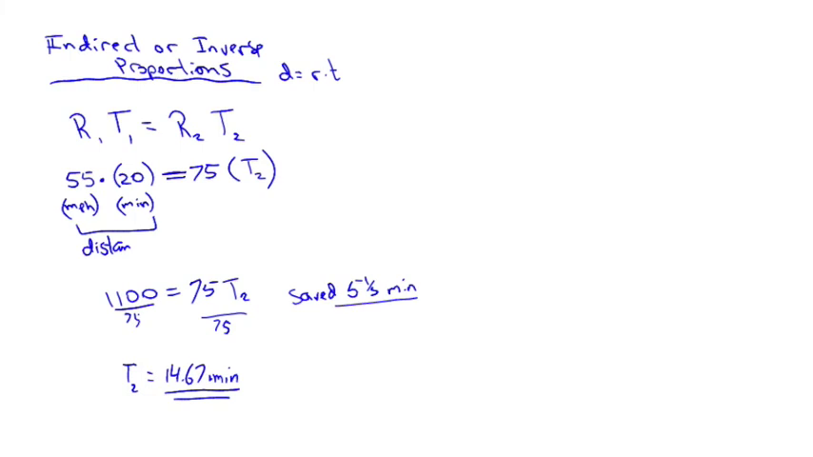Hey, by the way, what's 1/3 of a minute? How many seconds? It's 60 seconds divided by 3, which is 20. So you save 5 minutes by doing 20 miles per hour faster.